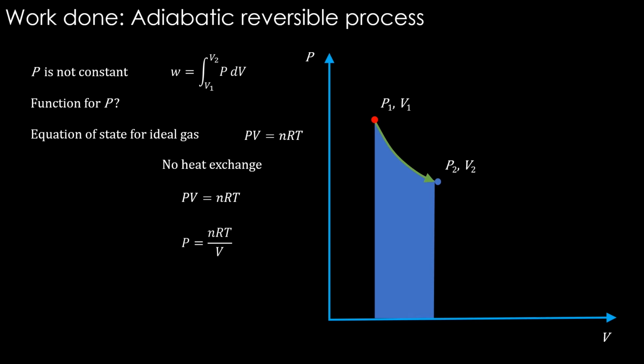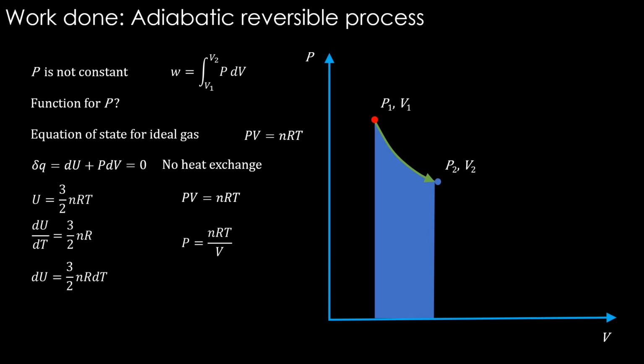Let's see how. Let's start from the first law. Since no heat exchange occurs, delta Q is equal to 0 in an adiabatic process. Let's find out these two terms, dU and PdV, separately and substitute here. We have seen that U equals 3/2 nRT in the video on internal energy. Differentiate it with respect to T.